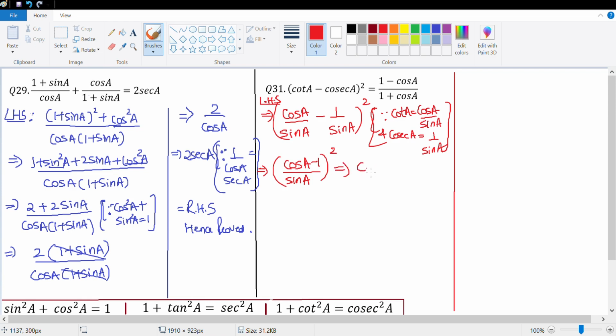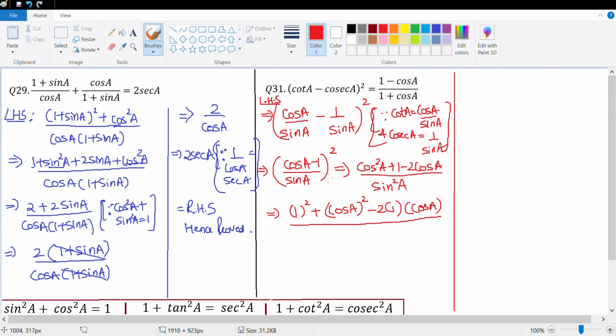Let's open this. So this becomes cos square A plus 1 minus 2 cos A upon sin square A. I notice that the numerator can also be written as 1 square plus cos A square minus 2 times 1 times cos A. I'm just writing this again in the form (x minus y) whole square, but this time I'm interchanging x and y. So earlier I was writing this as (cos A minus 1) whole square. Now the same thing can also be written as (1 minus cos A) whole square.